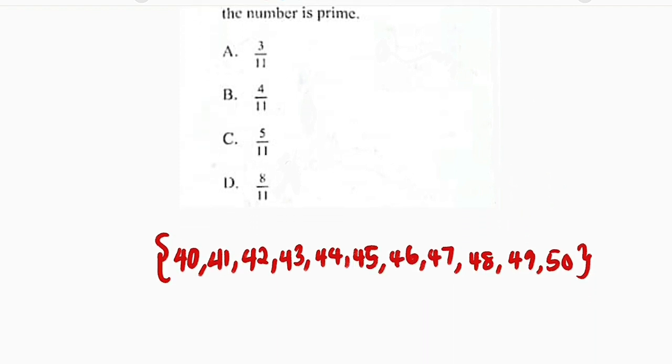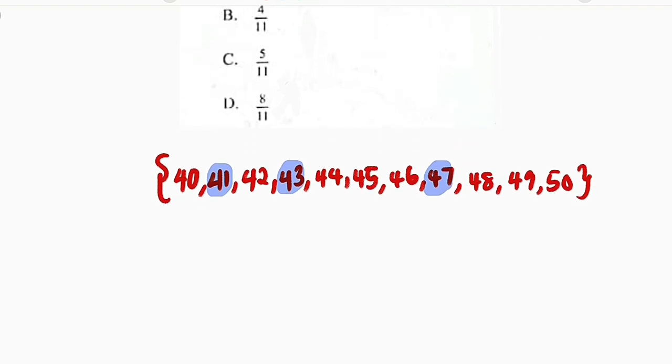And what is a prime number? A prime number is a number that has only 2 factors, 1 and itself. So the number can only be divisible by 1 and itself. So if you look carefully, we have 41, 43, and 47. These are the only prime numbers here. So there are 3 numbers.